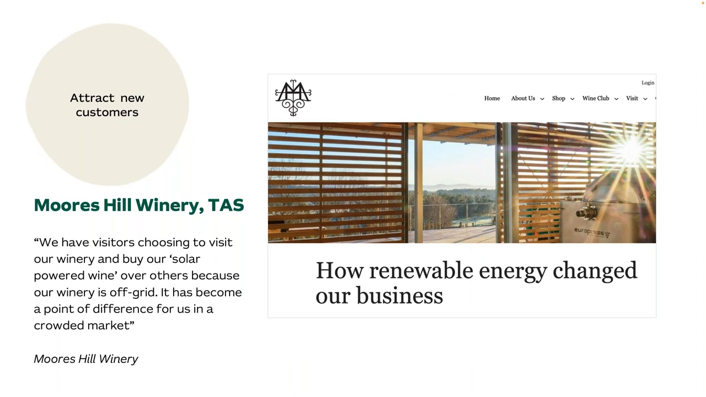Likewise, it can help attract new customers. So Moores Hill Winery in Tasmania have found that they've got visitors choosing to visit their winery and buy their solar powered wine because their winery is off grid. They've found that it has become a point of difference for them in a crowded market. So taking action on sustainability has helped them attract new customers and set them apart from the crowd.